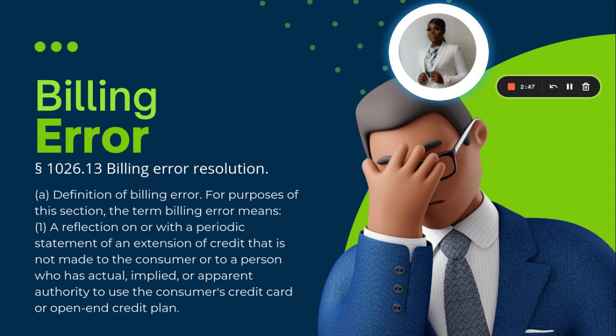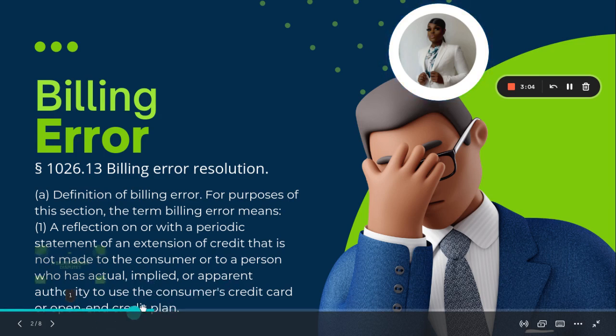So you're essentially going to be calling into question a billing error. The law doesn't state here that a billing error is a billing question. So that's essentially what you're calling into play, a billing question. You are going to be questioning who has actual, implied, or apparent authority to use the consumer credit plan or open-end credit plan. So that's the whole idea behind a billing error resolution dispute.